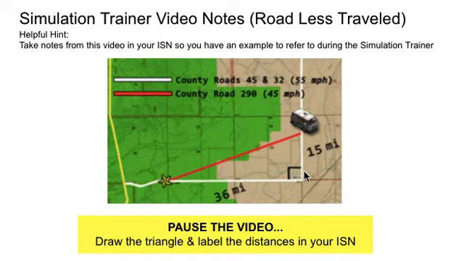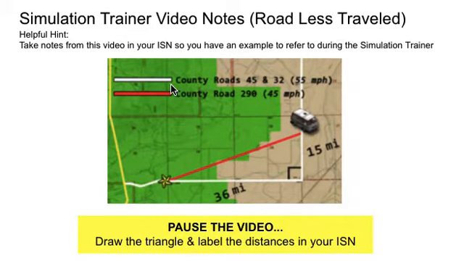These are the video notes for the simulation trainer for the lesson Road Less Traveled. A very good helpful hint: take notes from this video in your ISN so you will have an example to refer to while you complete the simulation trainer. Just to review this problem, we are trying to get from the van to the star.